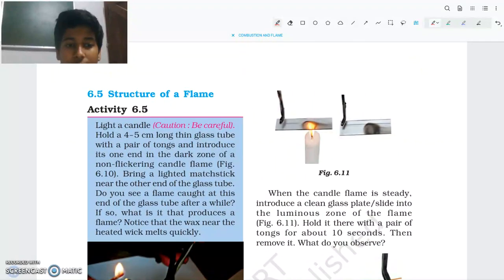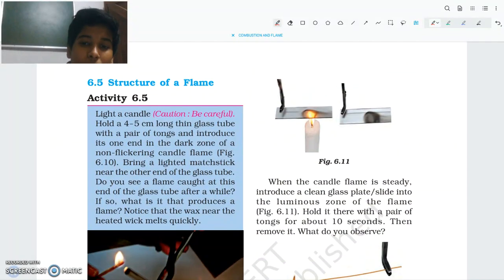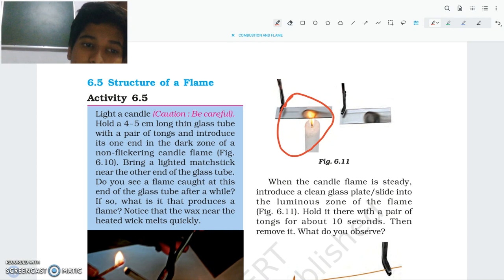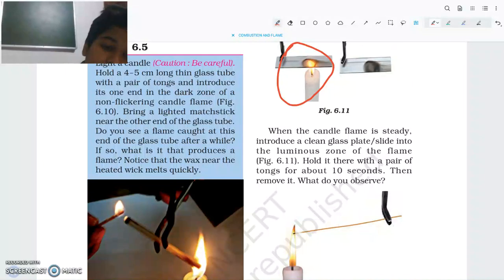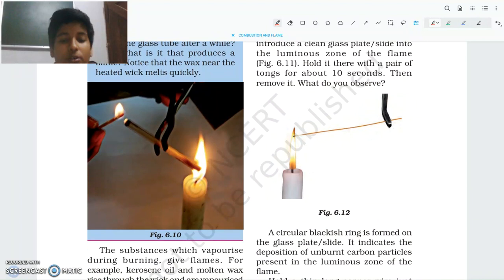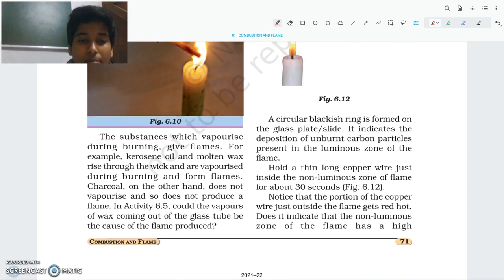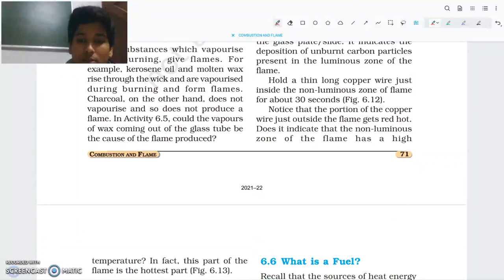And here we would talk about the structure of a flame: outermost, middle zone, and innermost. Innermost is about wax. Now the outermost and the middle zone. Outermost is more heated, it produces heat in more quantity, and the middle zone produces light in more quantity, and the lower zone has unburned wax molecules.